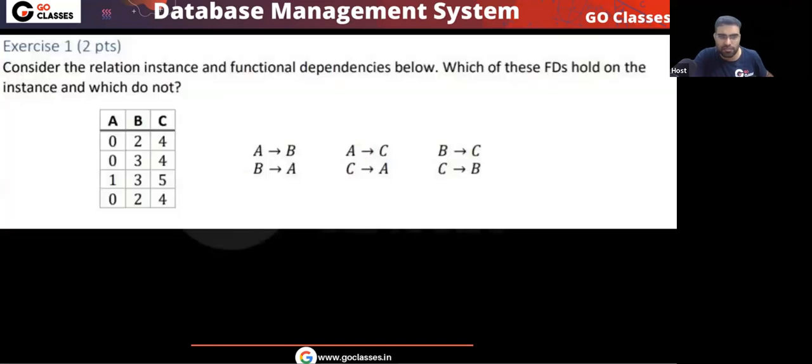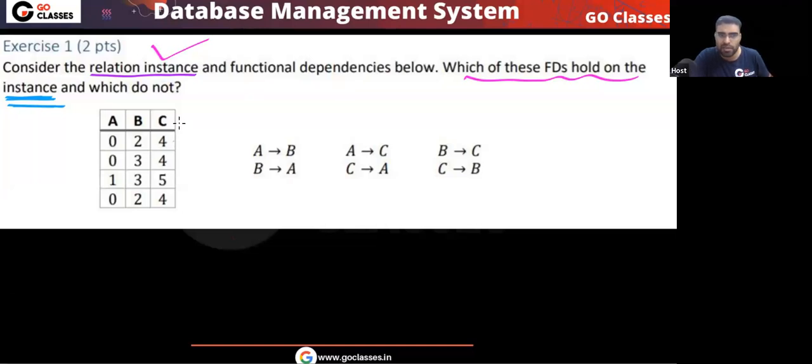Now, let's see this example. Tell me the answer for this question. Is the question asking for instance or for schema? The question says consider the relation instance. This instance is given to you, and these are the functional dependencies given to you. The question is asking which functional dependencies hold on the instance. The question is not asking for schema.